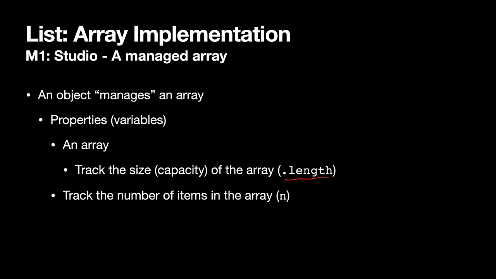So we may want to add in another notion, a variable that will keep track of the number of things currently in the array. In my next example, I'm going to refer to that with the variable n. And we'll also use the array doubling strategy that was used in the Studio, so n will not always be equal to the length.